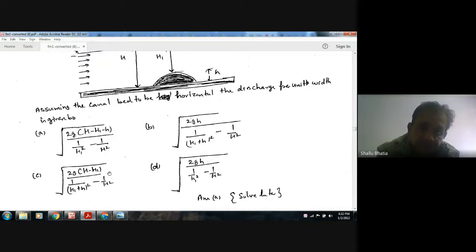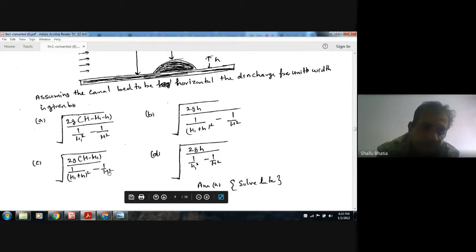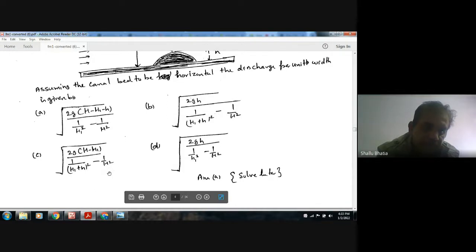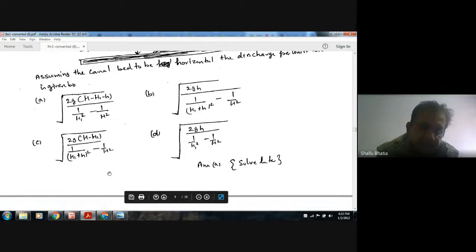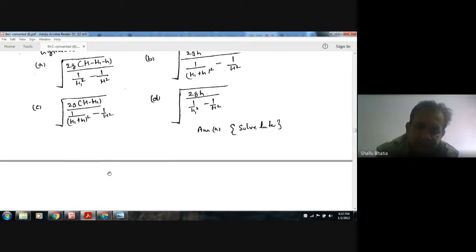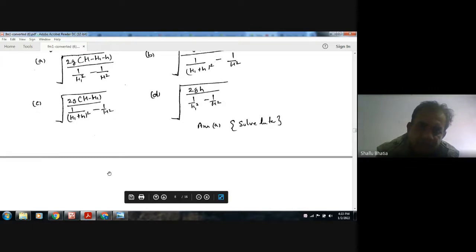Okay. B, 2g (h1 plus h) divided by (1 by h1 square minus 1 by h square). And C, 2g (h minus h1) divided by (1 by h1 square minus 1 by h square). Okay. D, 2g (1 minus h1 square) minus (1 minus h square).